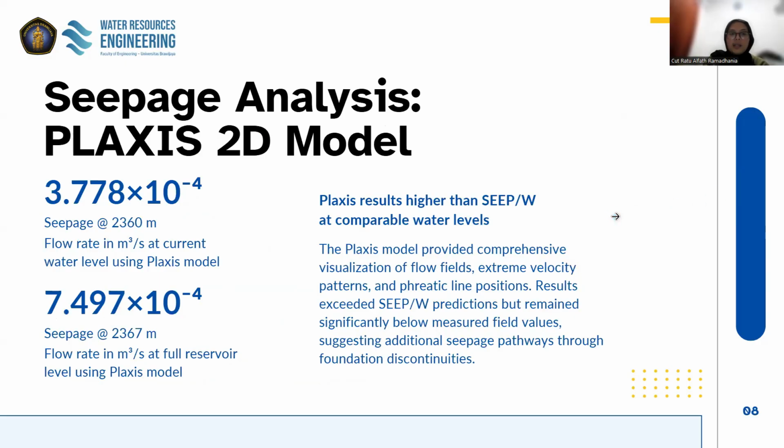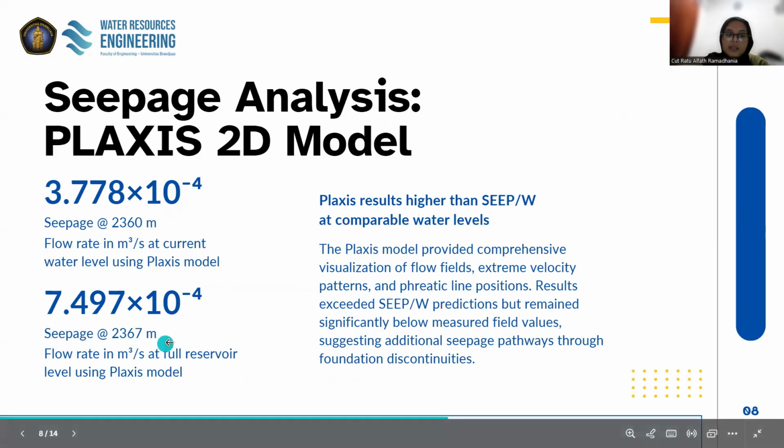So the seepage analysis by Plaxis model, the first running, the result is about 3,778 times 10. These are at seepage about 2,360 meters that floated in millicubic per second at current water level using Plaxis models.